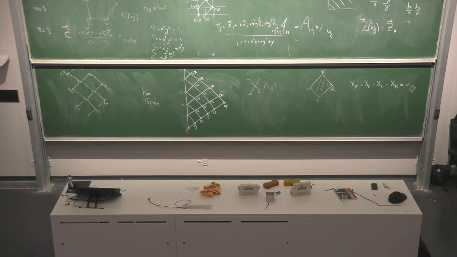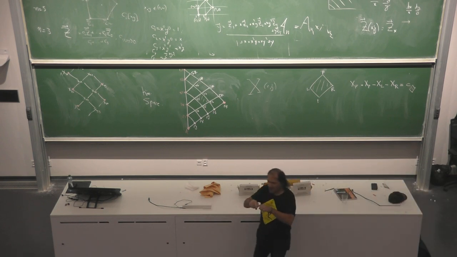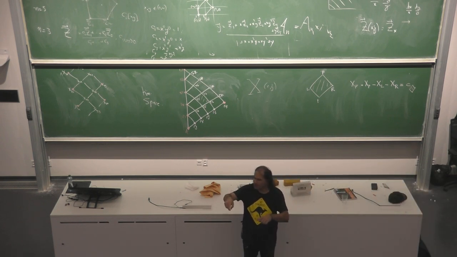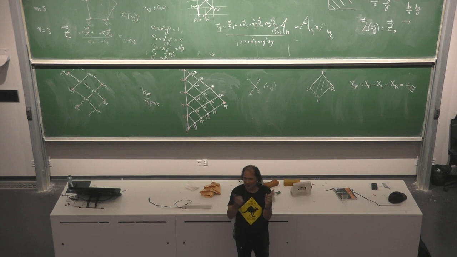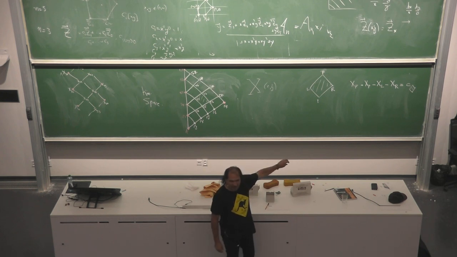Okay. Now, what does this equation remind you of? Let's say you make this diamond very, very small. What is this combination? Past plus future minus left minus right. It's a double derivative, right? It's d by du, d by dv, if this direction is u and this direction is v. So in the limit where the diamond gets very small, this is literally the wave equation.